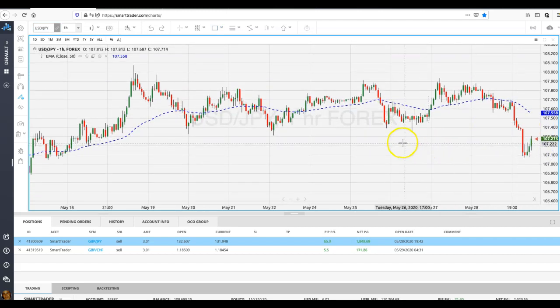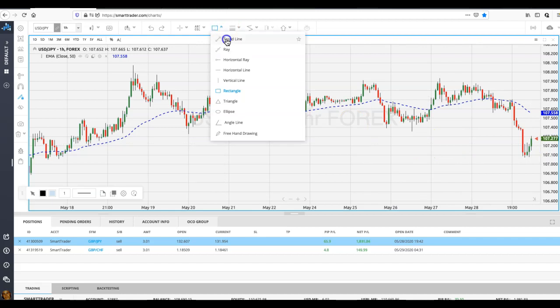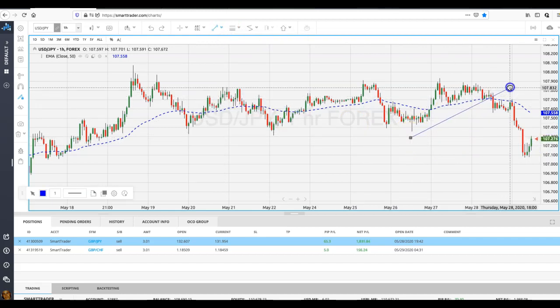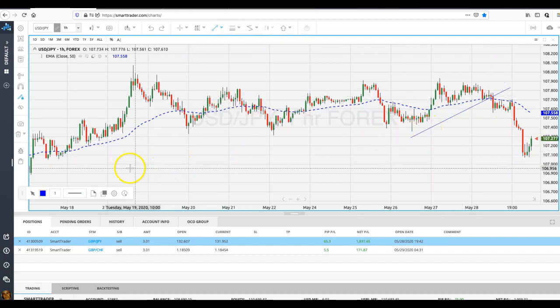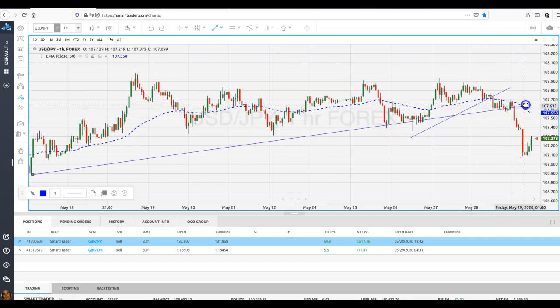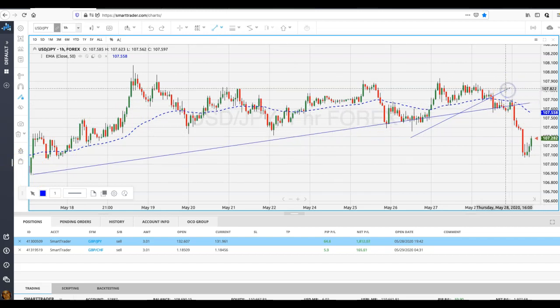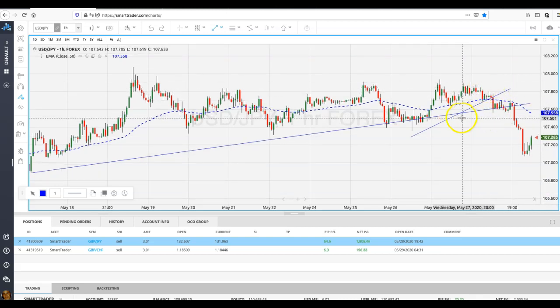The others that qualified was USD yen. The same thing. We had a trend line break on the hourly chart. There's the trend line. Trend line went all the way back. Let me just start from here. Okay, so there's the trend line. There were several sell signals in USD yen, but I waited till price broke the trend line. That was really important.